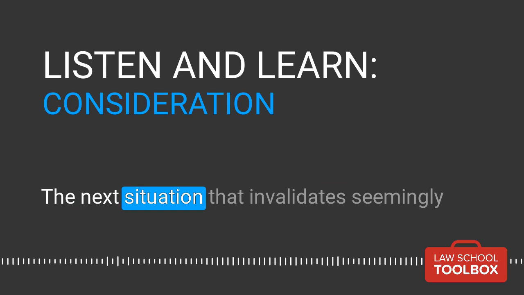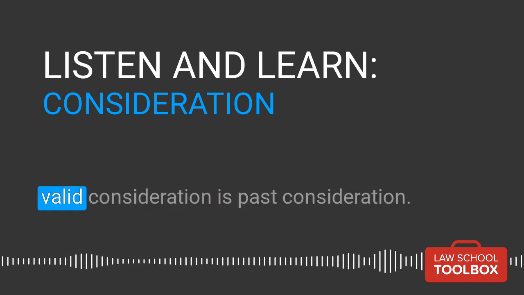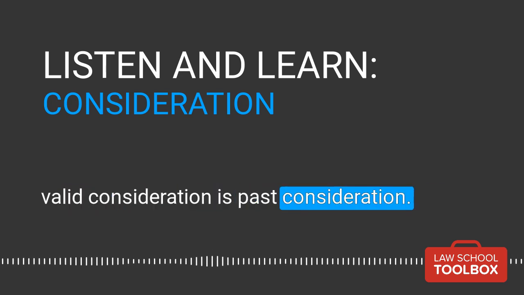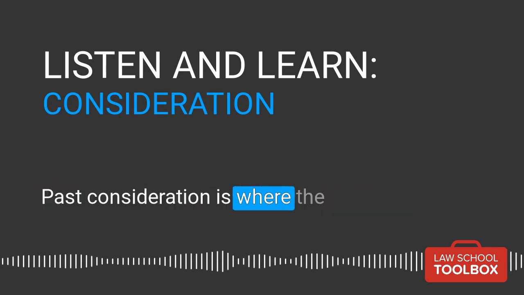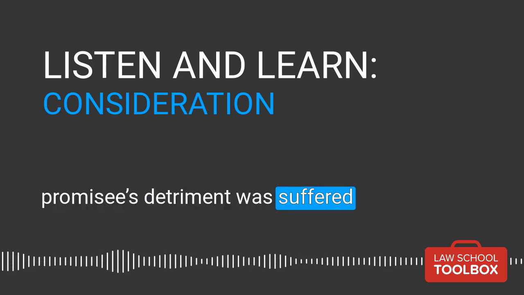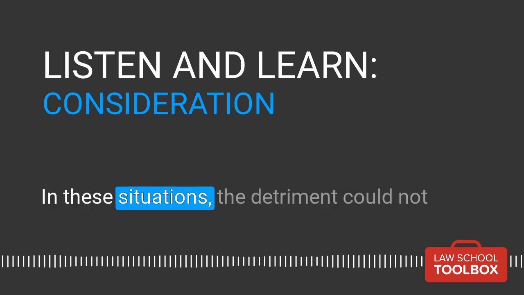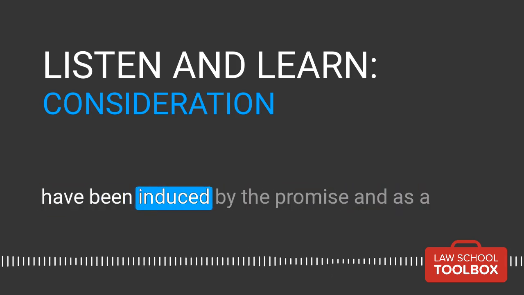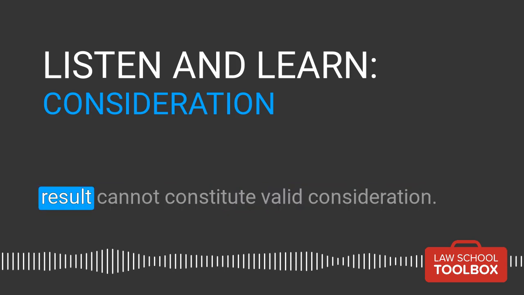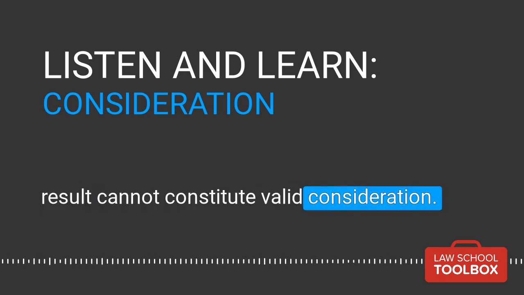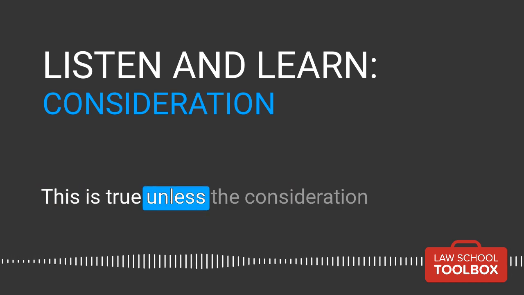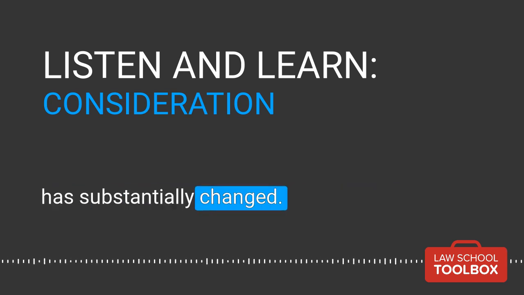The next situation that invalidates seemingly valid consideration is past consideration. Past consideration is where the promisee's detriment was suffered before the promisor made the promise. In these situations, the detriment could not have been induced by the promise and as a result cannot constitute valid consideration. This is true unless the consideration has substantially changed.